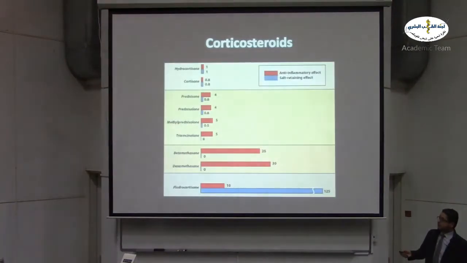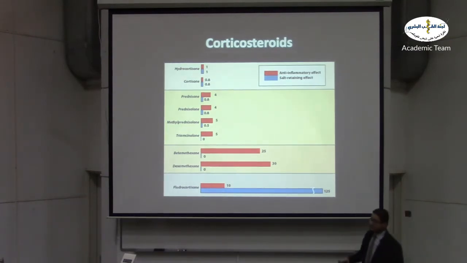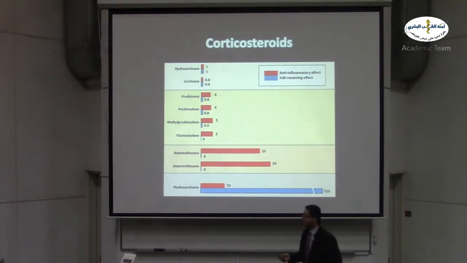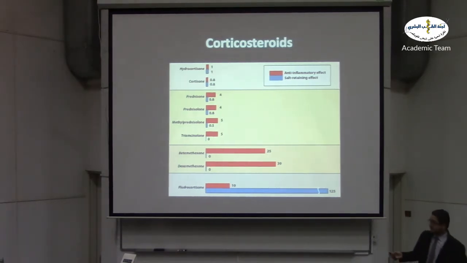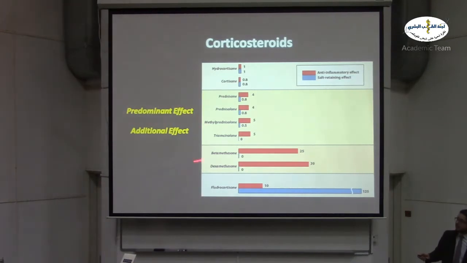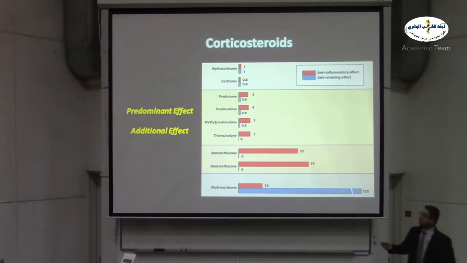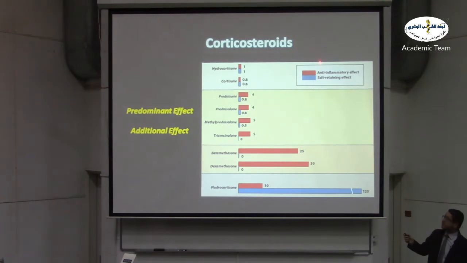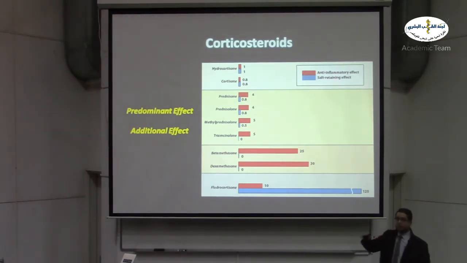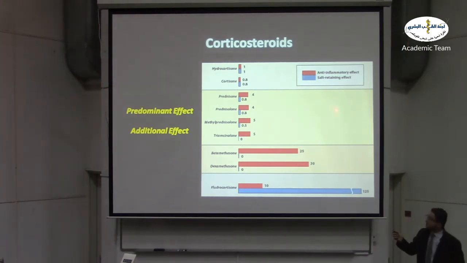And other important things about corticosteroids are what's shown in this image. And this is related to the fact that we have two types of effects for each corticosteroid. The first thing is called the predominant effect, and the second thing is the additional effect. If we're talking about glucocorticoids and mineralocorticoids, then we mean that we have actually two types of effects. The anti-inflammatory effect, which is the glucocorticoid type of effect, and the salt retaining effect, which is related to the mineralocorticoid effect. لان إذا كان the predominant effect هو جاي على the anti-inflammatory, it means that this is a glucocorticoid. بينما إذا كان the predominant effect هو salt retaining, معناته it means that this is a mineralocorticoid.